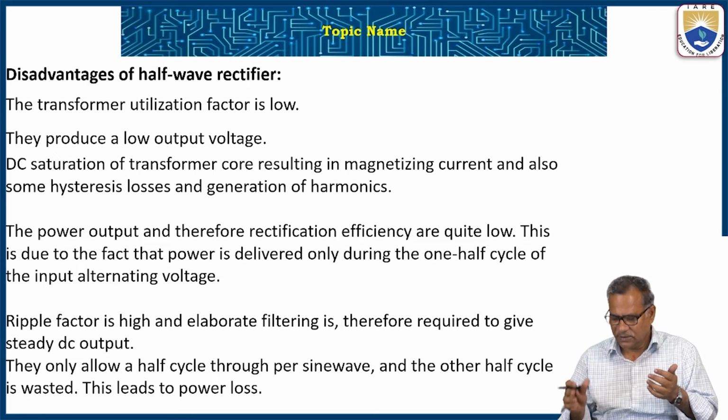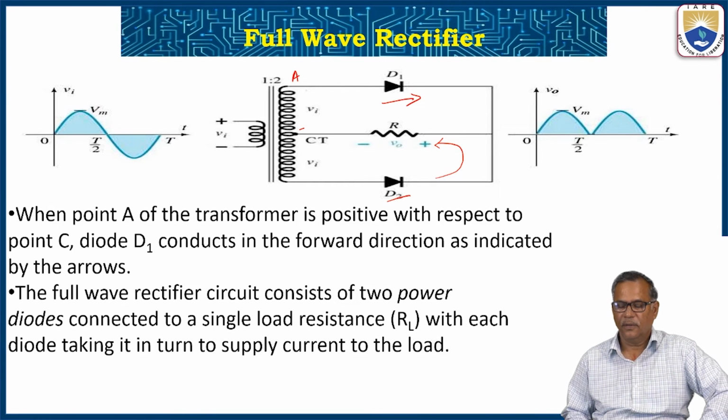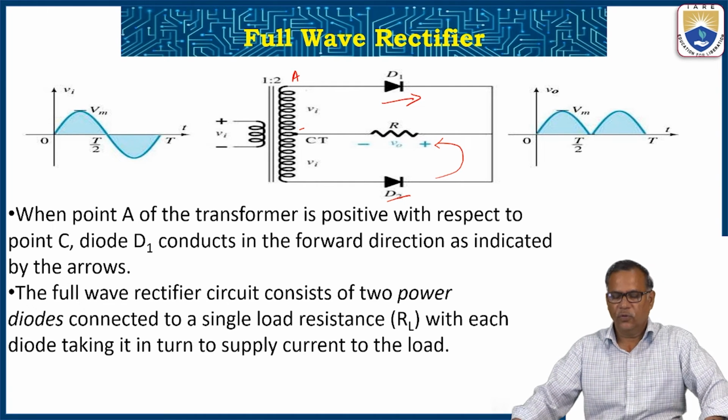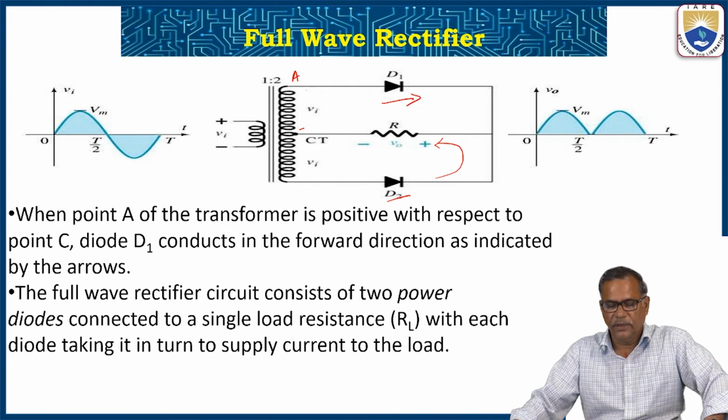So to overcome this, we go for the full wave rectifier, which essentially contains two diodes D1 and D2 and the load resistance. And the transformer is a little complicated here. In the case of the full wave rectifier, it is a center tapped transformer.